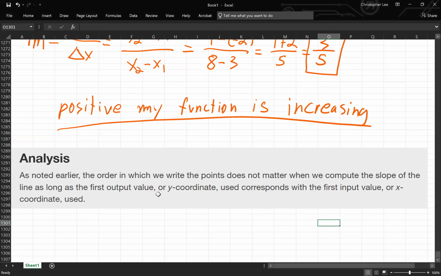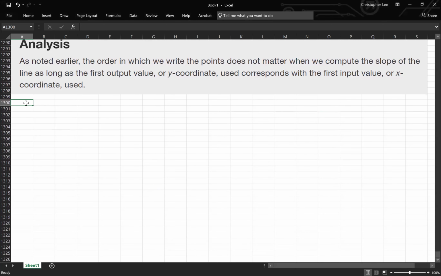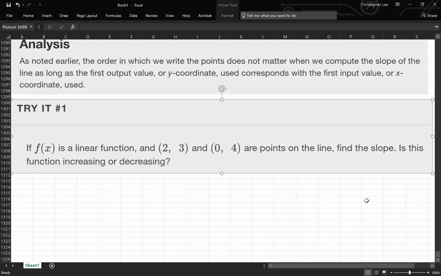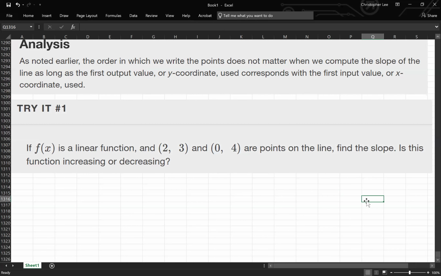Let's try another one. If f of x is a linear function and (2, 3) and (0, 4) are points on the line, find the slope, and is this function increasing or decreasing? Y'all want to try it? And then we'll go over it.